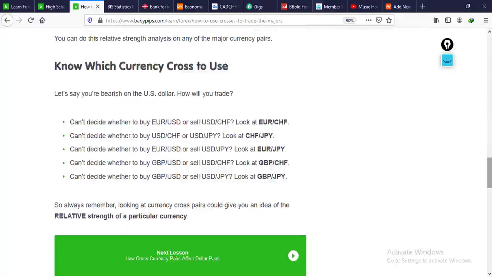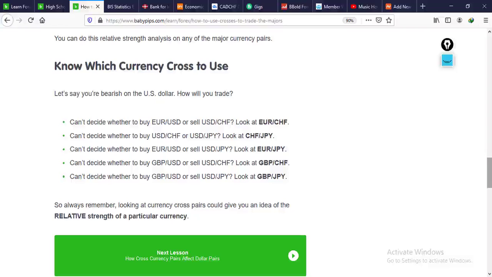So now let's look at this area here. Know which currency cross to use. Let's say you are bearish on the US dollar. How will you trade? You can't decide whether to buy EU or to sell USD CHF. What should you do? Look at Euro CHF.